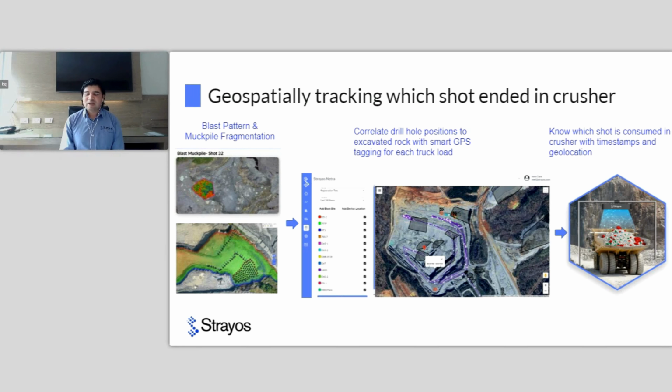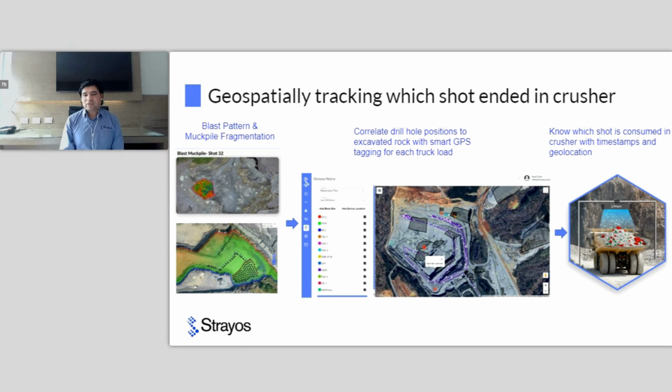But how do we correlate back to the mine now? That's where this mine-to-mill tracking comes in, which means geospatially tracking which blast or which shot ended up in the crusher. So you have a blast pattern and the muck pile data from your mine, which means you're analyzing and designing the shot. You have the XYZ position of each drill hole. And then after the blast happens, you have the blast fragmentation data that can be correlated to what happened for that specific load in the crusher.